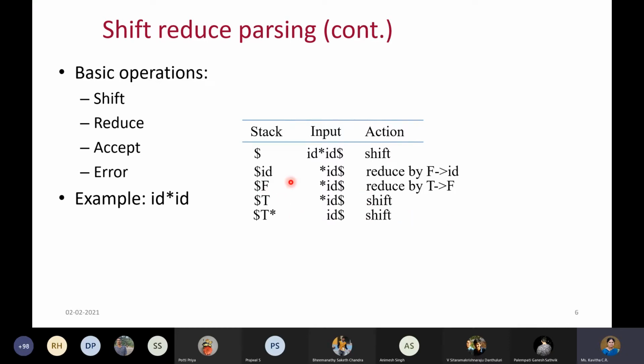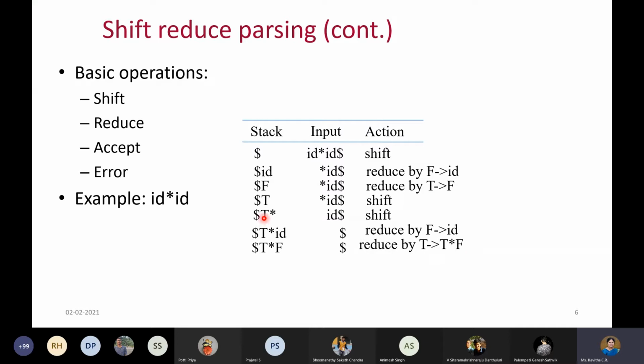When we shift, star is pushed onto the stack, so it looks like this. With only T star, we don't have anything to substitute. So again, we shift. Now we shifted ID. If you take T star ID, we don't have an RHS like this. We have only ID as the RHS. So we reduce using the rule F gives ID.